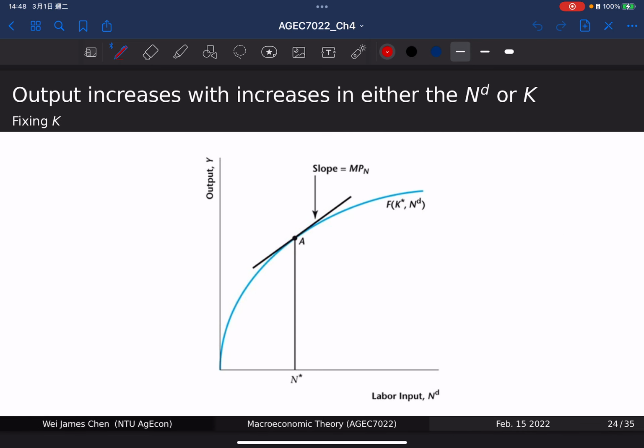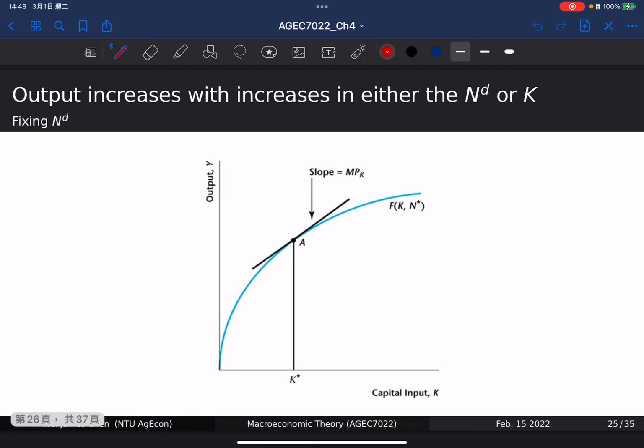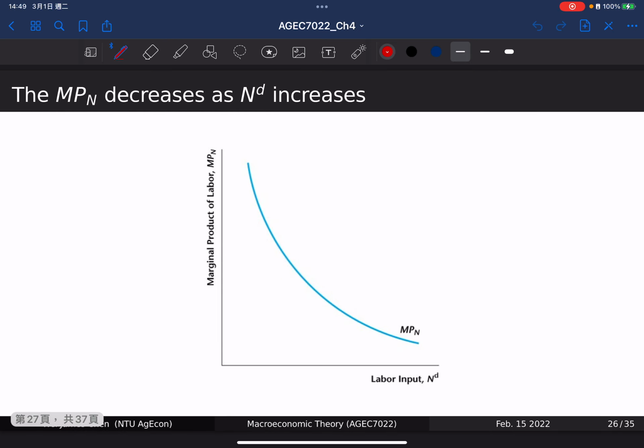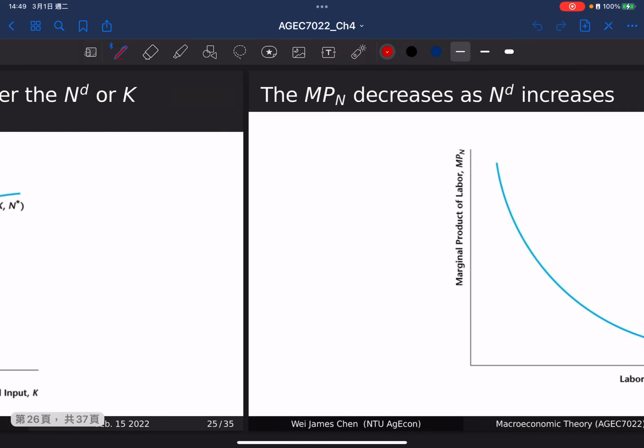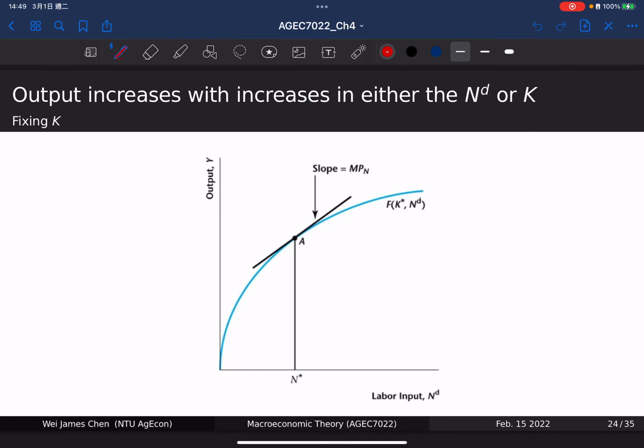Okay, so this shows that output increases with an increase in either ND or K. If you fix K, here I'm fixing K, then for any given N, you can see the slope there. That's the marginal product of labor, MPN. The slope is positive. And if you fix this ND for any K star, then your MPK, the marginal product of capital, is also positive. And the MPN is decreasing as ND increases. That's basically saying that this MPN, the slope, is decreasing. Okay?